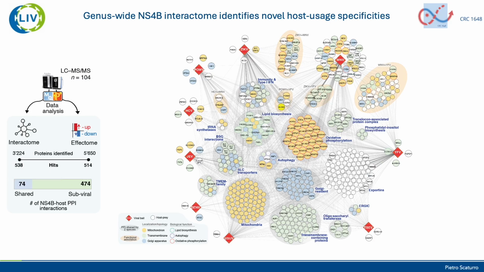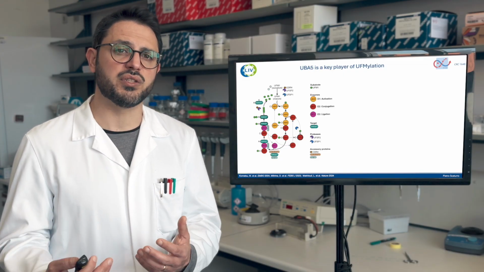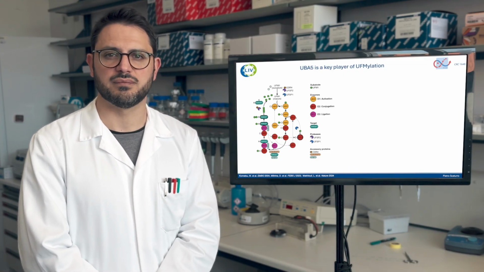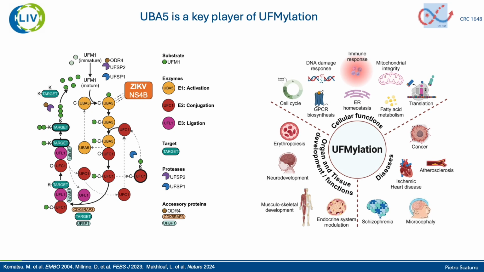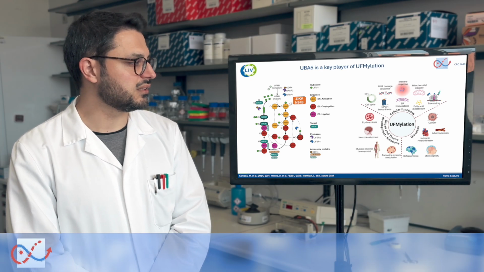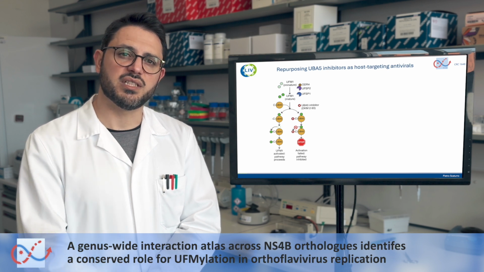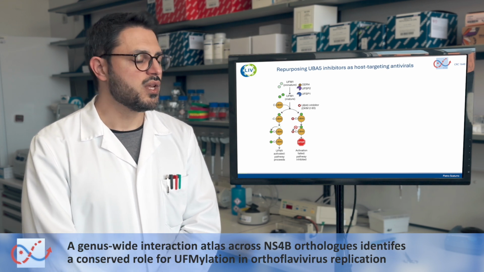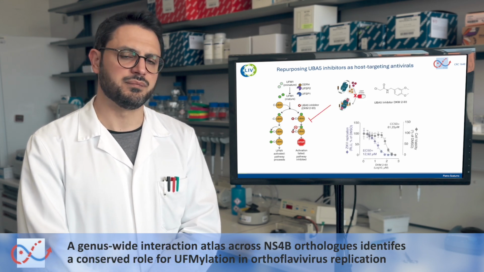Importantly, we discovered that one of such components, called UBA5, is particularly required for replication of Zika virus, and we discovered that this is an integral component of a cellular pathway called UFMylation. This pathway is involved in a variety of different cellular functions ranging from cancer development to DNA stress and neurological development defects. We discovered that by repurposing small molecules that inhibit this pathway, we can actually achieve potent antiviral activity against Zika virus.